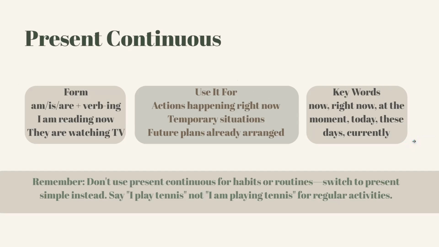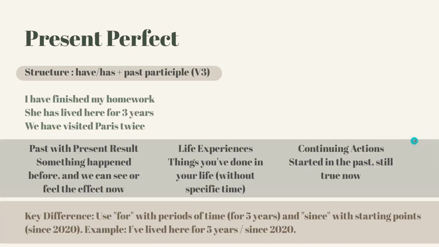Let's continue on with present perfect. So, in present perfect tense, we can see the structure. It's have or has plus past participle, which is verb 3. So, let's give some examples so we can clearly see it better.